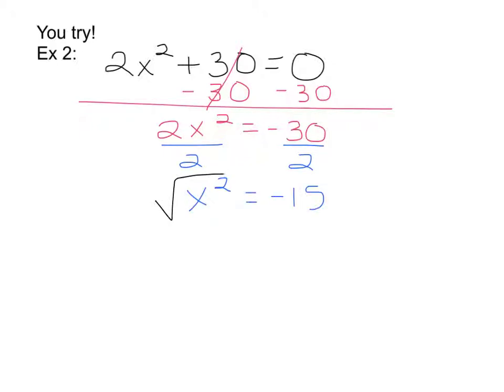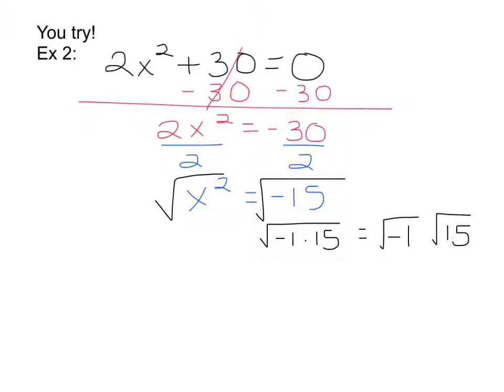Then you take the square root of both sides, and you can simplify the square root of negative 15 as the square root of negative 1 times 15, which is the square root of negative 1 times the square root of 15. I cannot simplify the square root of 15, so your answer is x equals plus or minus i root 15.